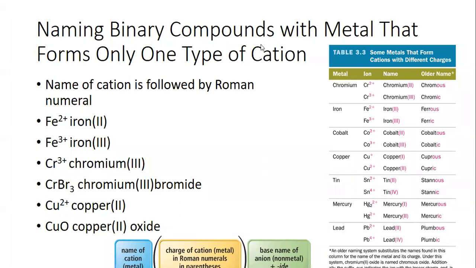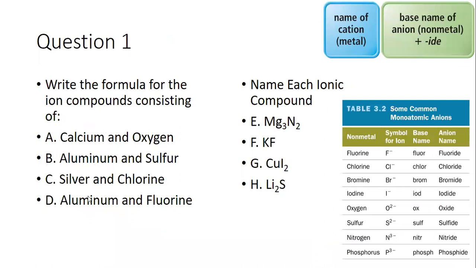Note that when it comes test time, I see this every year. If you try to use a metal with a set charge and you use a Roman numeral, that is wrong. Like calcium oxide is not calcium 2 oxide. That is the wrong name. So you will be dinged for that. So make sure you know the proper naming scheme based on the metal that we are using.